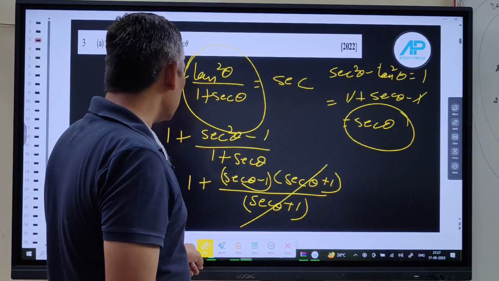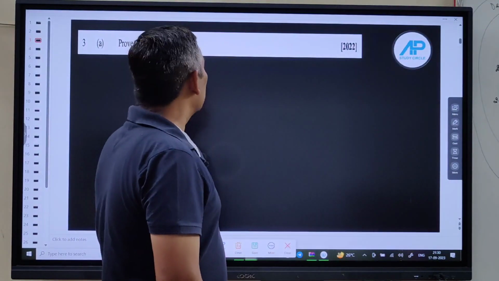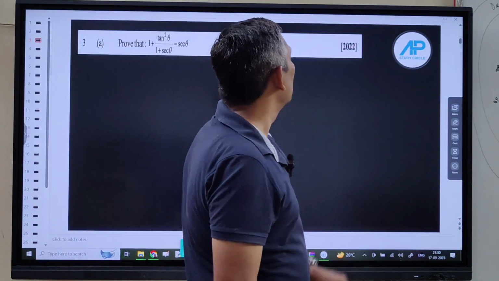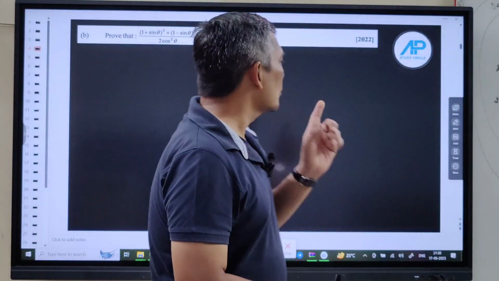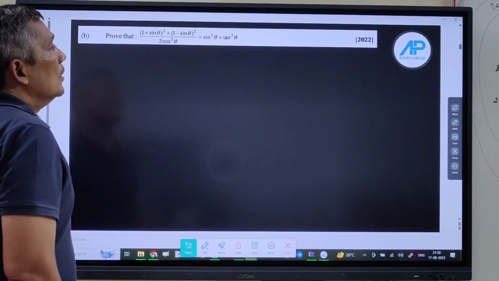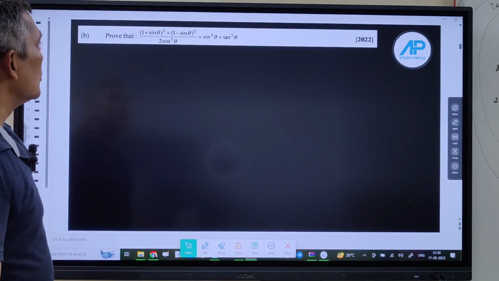Do practice करिए और questions को properly solve करिए. One more question from the year. So we have got 2 questions in 2022.